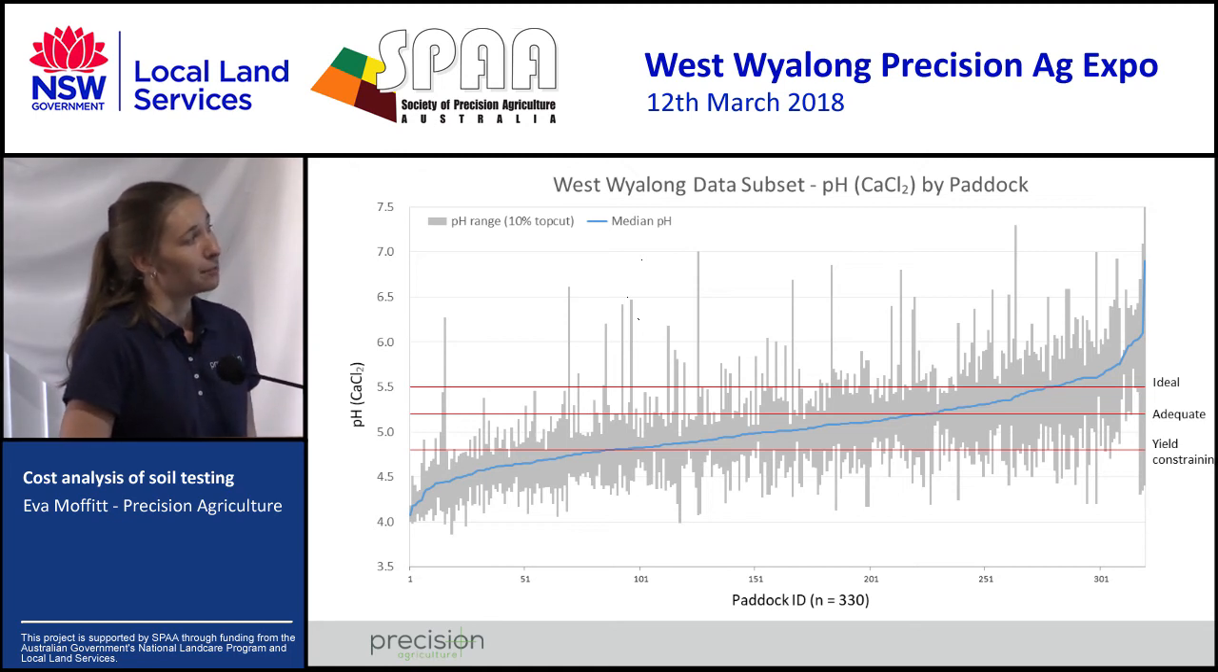So as a sort of average across the whole data set, we're seeing at least about a half unit of pH difference in every paddock.